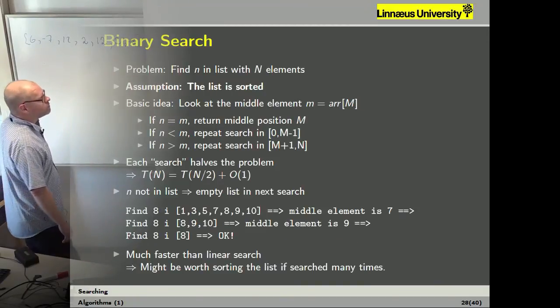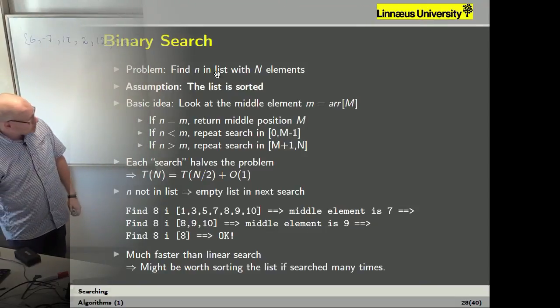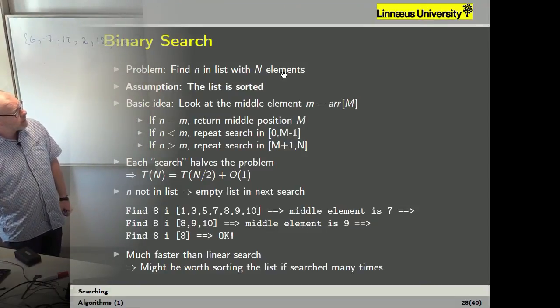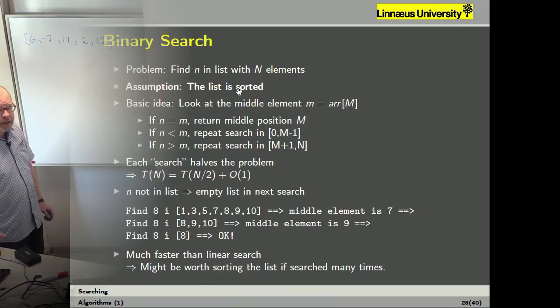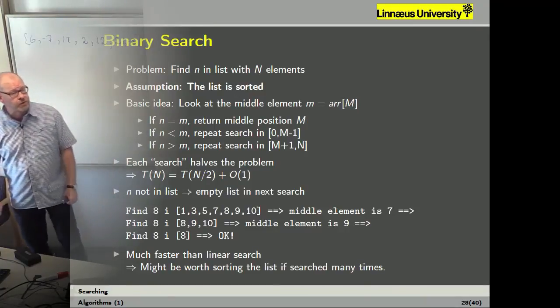Binary search. Find n in a list with n elements. Assumption: the list is sorted. Here the elements have a certain structure. They are already sorted, and then we can do it much faster.